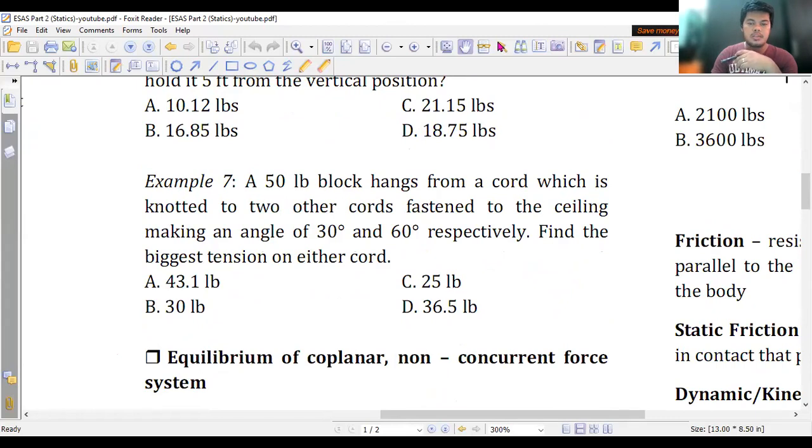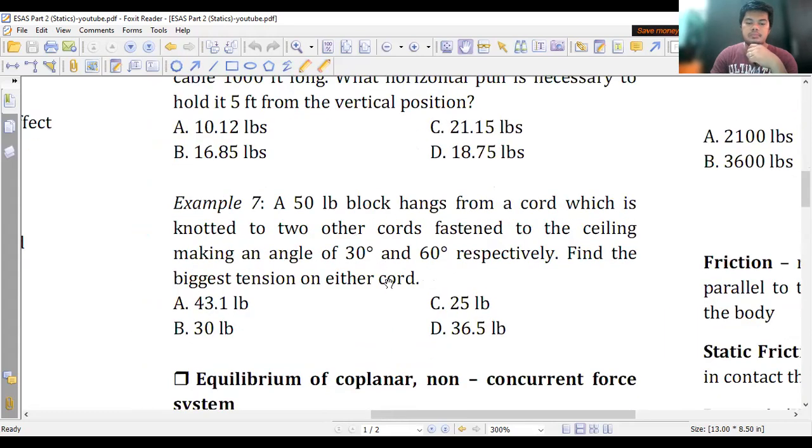Okay, we proceed to example number 7. This is still in relation to concurrent force systems. In example number 7, you have a 50-pound block hanging from a cord, which is knotted to two other cords fastened to the ceiling, making angles of 30 degrees and 60 degrees respectively. Find the biggest tension on either cord.